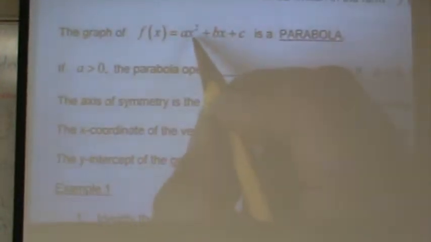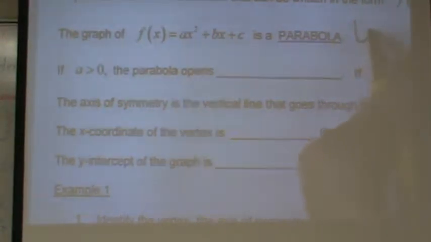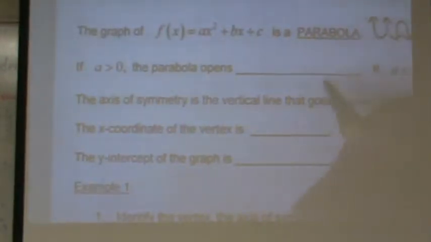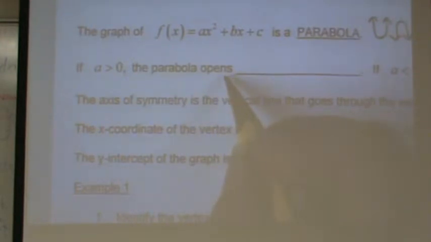So what does the graph of this look like? If a is not 0 and we have x squared, it's a parabola. It's a U-shaped figure, or it looks like an N. A U or an N. Well, how do you know if the parabola is opening up, if it's a U? If the a value is greater than 0, can you give me another way of saying greater than 0? What's another way we can say greater than 0? Positive.